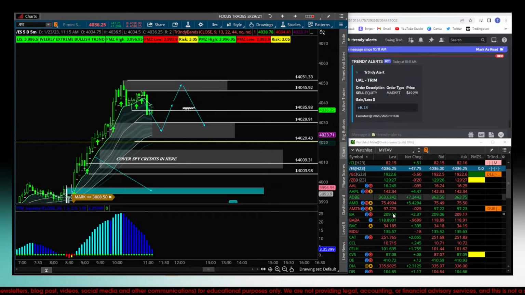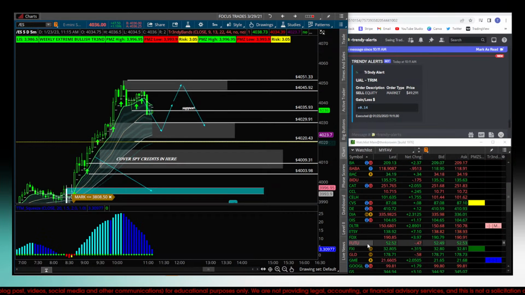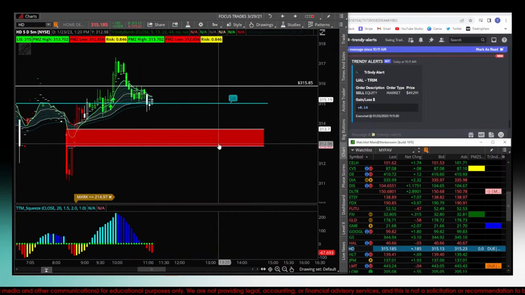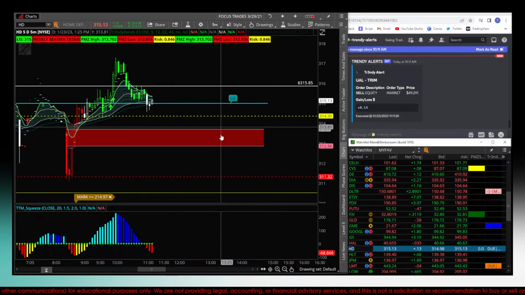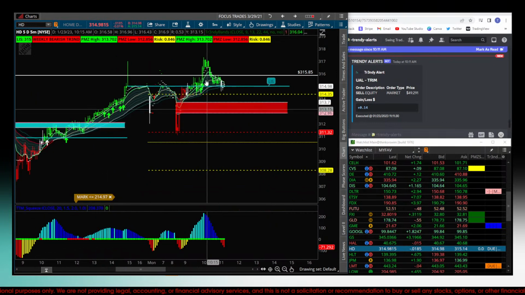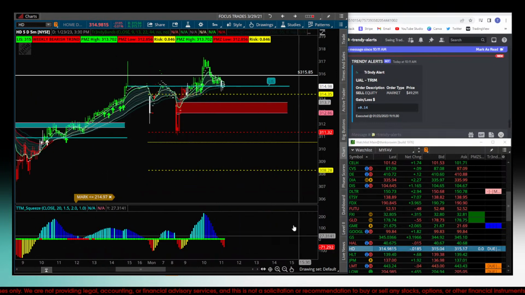All right, let's move on down. I've been eyeing HD, all right? Now, from a yearly perspective, it looks like a short to me. It really does, down to like 290, 270 level, which is kind of weird because I love Home Depot. Makes me feel weird to think that I want to short it like that.